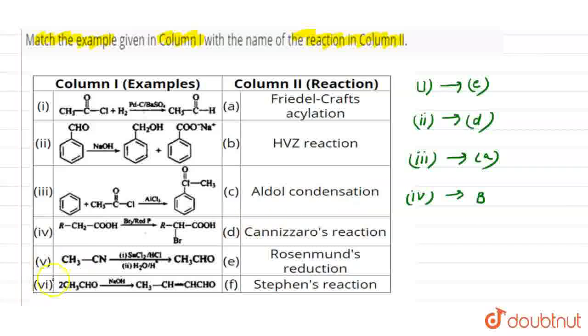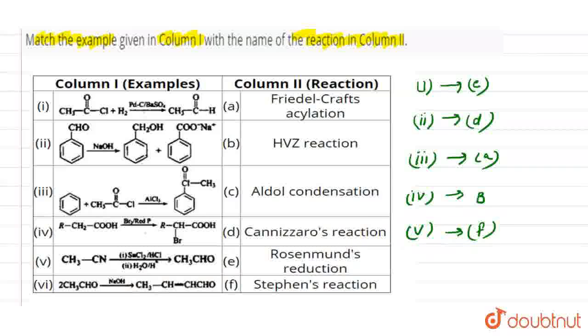Okay, now the next one is CH3CN, right? CH3CN in the presence of SnCl2 and HCl, and hydration H2O/H plus, right? They give aldehyde, right? CH3CHO. Okay, so when the reaction occurs in the presence of SnCl2, right, there is a reduction reaction, and this type of reaction is known as the Stephen's reaction. Okay, so the fifth belongs to F here. F.